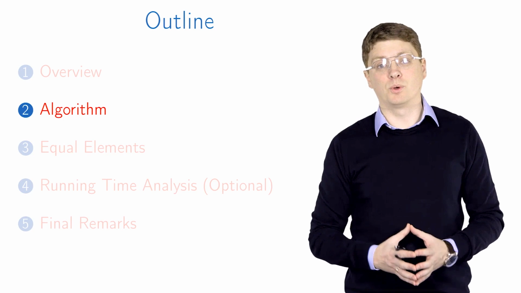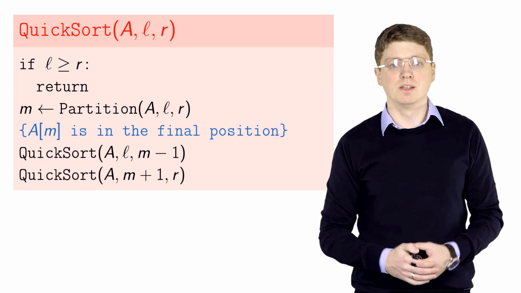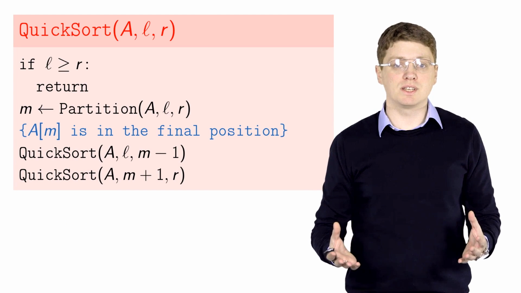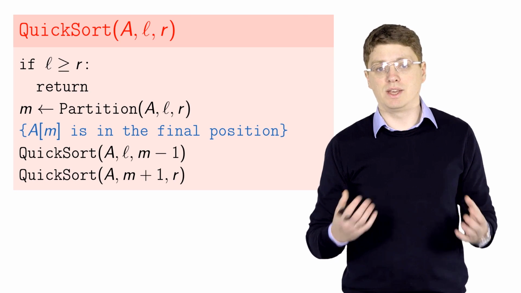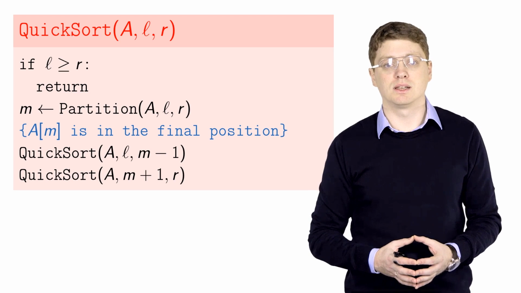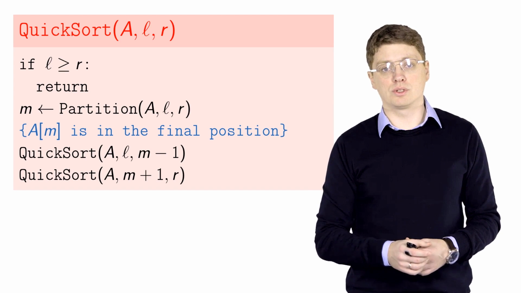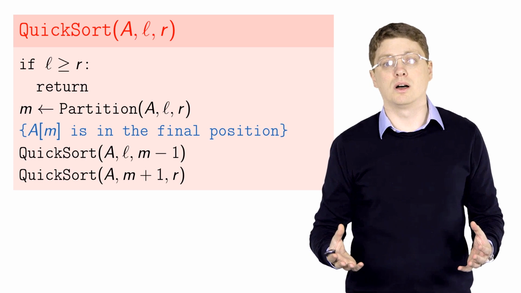In this video, we provide the full pseudocode of the quicksort algorithm. As you remember, the algorithm is recursive. For this reason, we pass to the quicksort procedure the array A, and also two indices L and R in this array, for left and right. This procedure sorts the subarray inside A with indices from L to R.